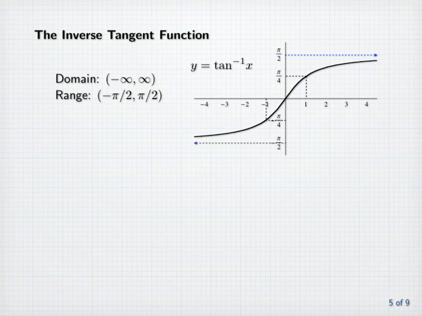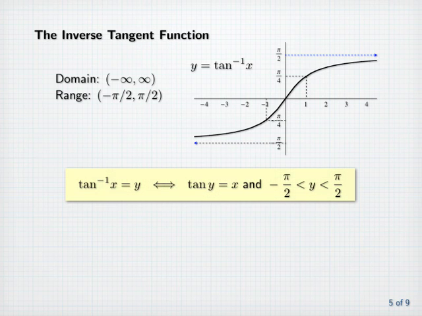Also, inverse tangent of x approaches pi over 2 as x approaches infinity, and minus pi over 2 as x approaches minus infinity. All this comes down to the following definition. The equation inverse tangent x equals y is equivalent to tangent y equals x, and y is between minus pi over 2 and pi over 2. In other words, inverse tangent of x is the number between minus pi over 2 and pi over 2 whose tangent is x.